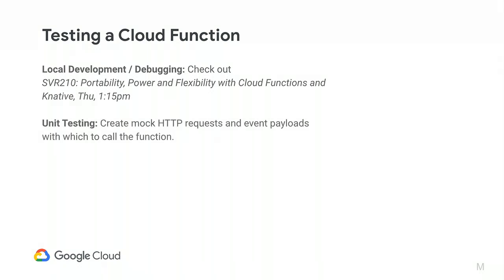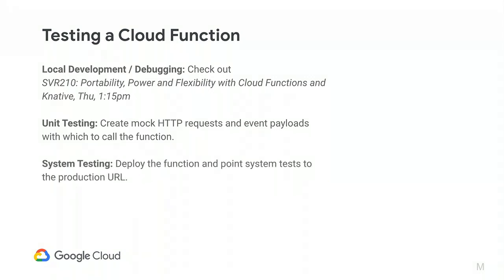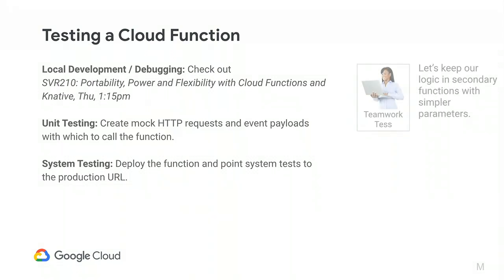For unit testing, you would create mock HTTP requests. And for system testing, well, in that case, you deploy to GCP, you get a URL, and then your test system hits that URL. Also worth noting here, it's good to have sort of secondary, more complex logic in secondary functions that aren't directly called.